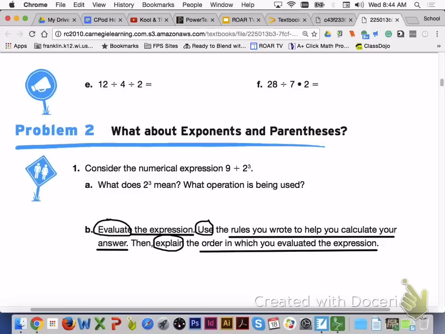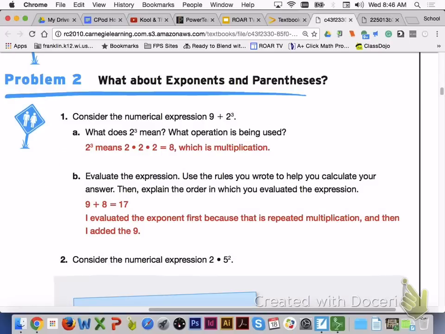Please answer number 1, letter A and B with your group members. For number 1, letter A, 2 cubed means 2 times 2 times 2, which is equal to 8. That is indicating multiplication. For letter B, when you evaluate the expression, you get 17. You are going to do the exponent first because that is repeated multiplication, and then you are going to add.